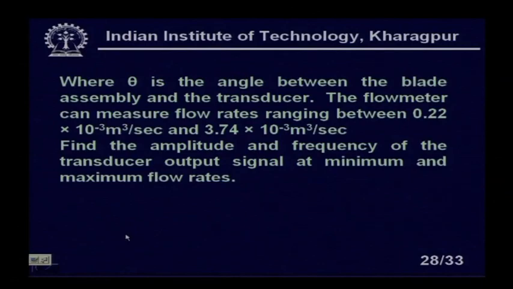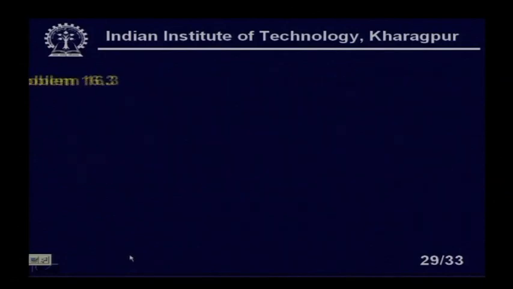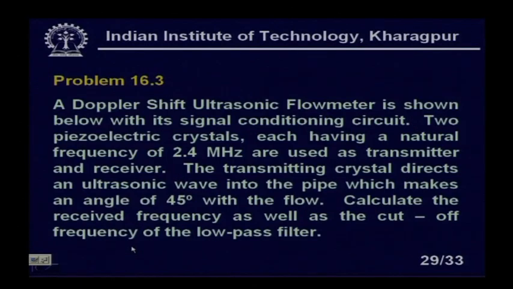Let us go to problem number 6.3. Problem 6.3 is on the Doppler flow meter. As you know, there are two types of Doppler flow meters, time shift measurements and Doppler shift measurements in ultrasonic flow meters. So, let us first do the problem on the Doppler shift ultrasonic flow meter. A Doppler shift ultrasonic flow meter is shown in the figure below, with its signal conditioning circuitry.